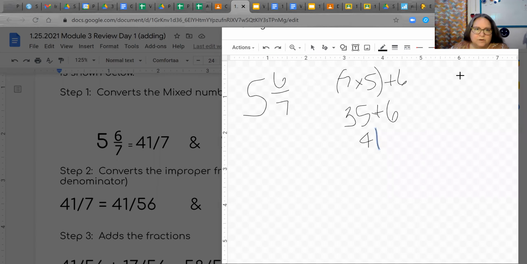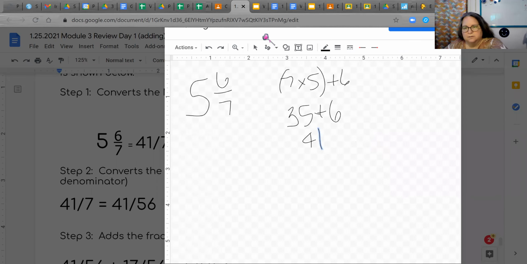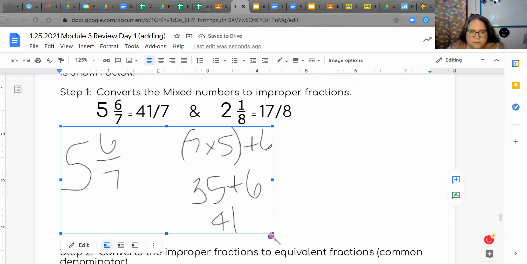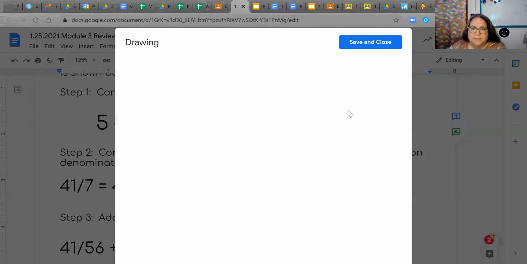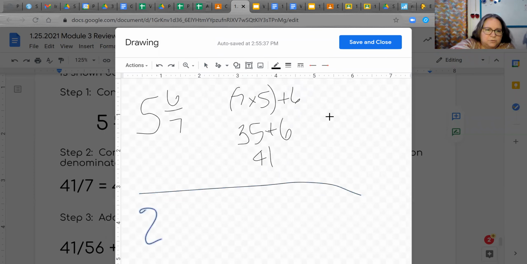Now I've got to see the other number, and I'm not seeing it. So hold on. And the other number is, make this small, 2 1/8. So 8 times 2 is 16 plus 1 is 17. So step 1 is correct. But to make sure, I'm going to go right down here. I'm going to draw my line. And I have 2 1/8. So it's 8 times 2 plus 1, which is 16, plus 1, which is 17.